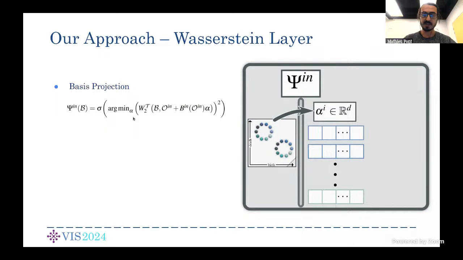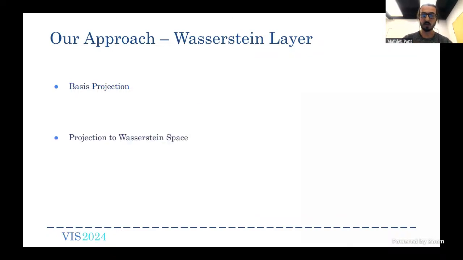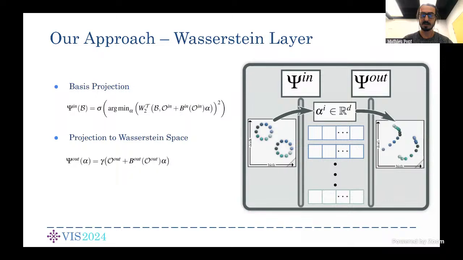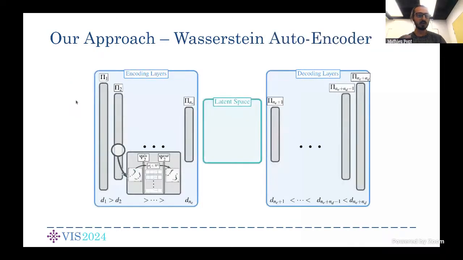Then, as in the Euclidean setting, we can apply a nonlinear function on these coordinates, and to get a new persistence diagram at the output of the layer, we can use the coordinates that we have just found in another basis that will also be optimized. Now we can use many layers to create what we call a Wasserstein autoencoder that processes merge trees or persistence diagrams from end to end.